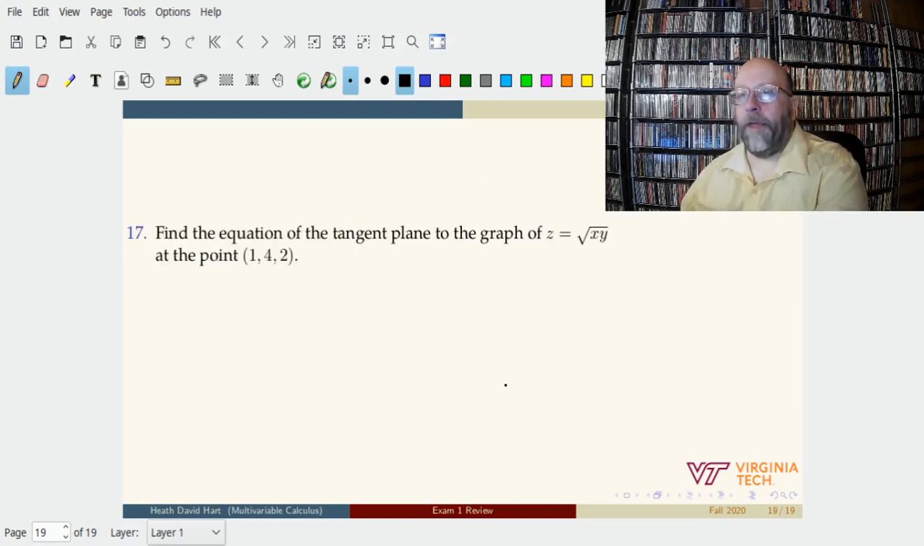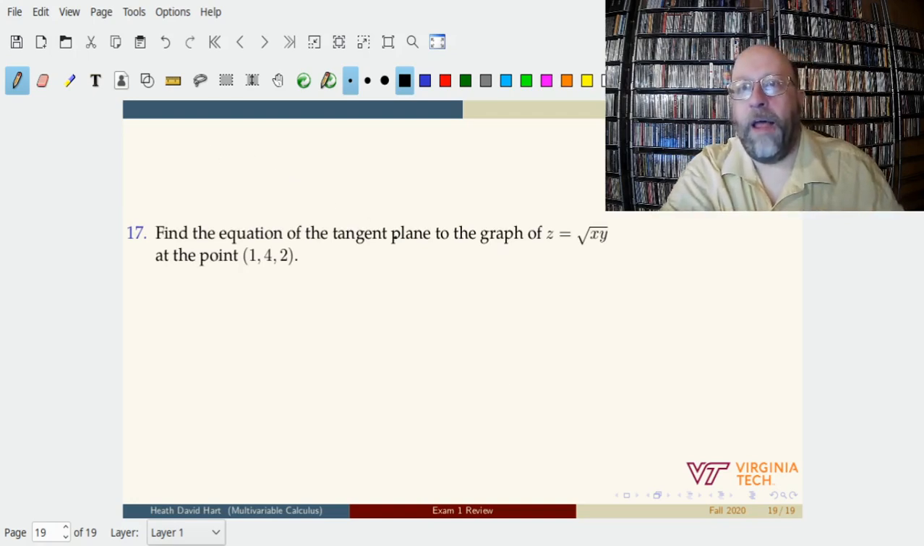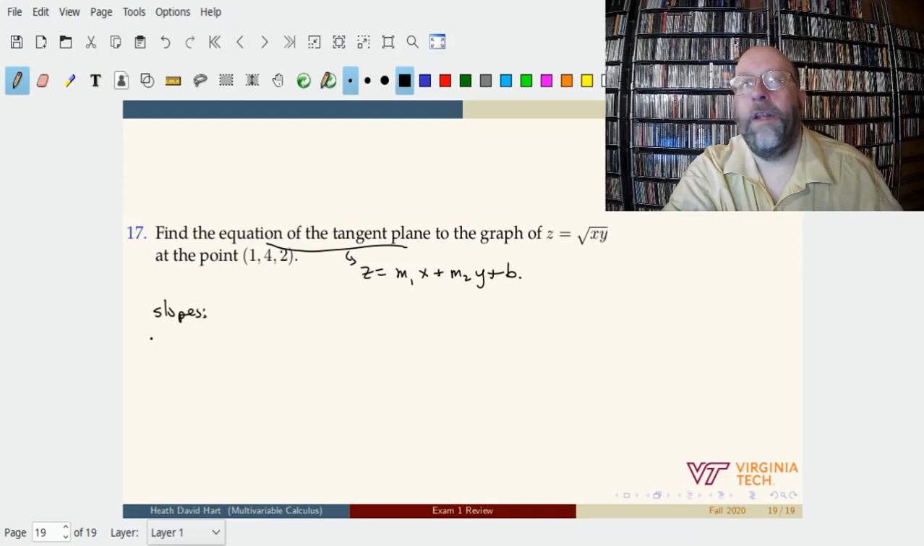All right, last one. Find the equation for the tangent plane to this graph at the point 1, 4, 2. So again, the equation of a tangent plane looks like z equals some slope times x plus some slope times y plus an intercept. To find the slopes, we need to know what the partial derivatives are.